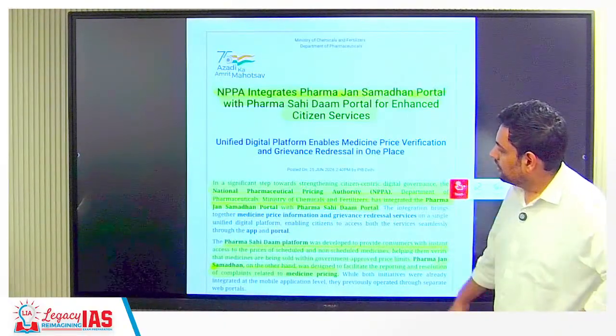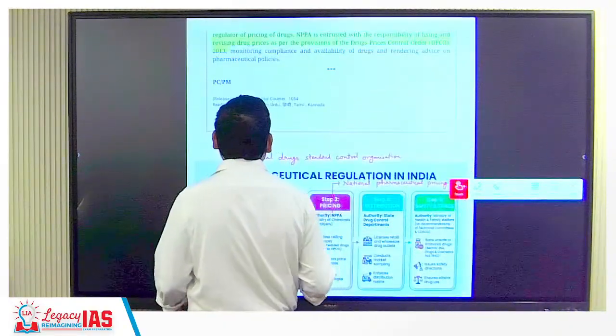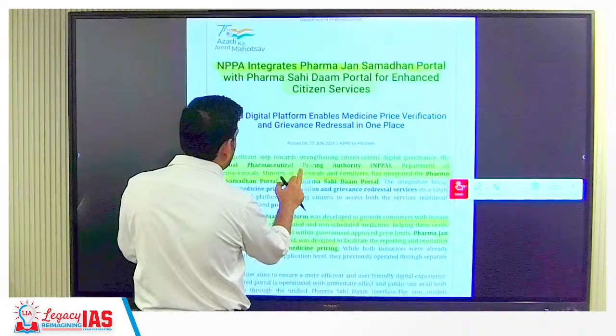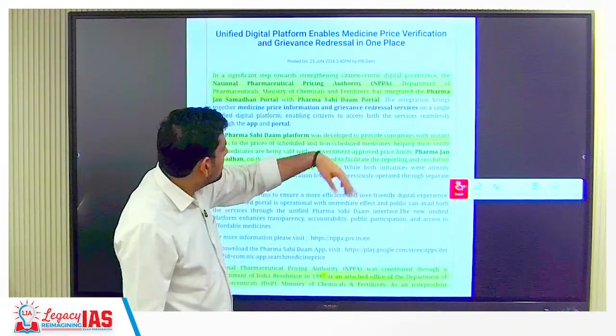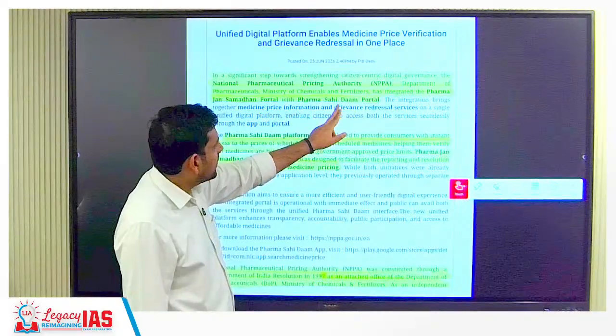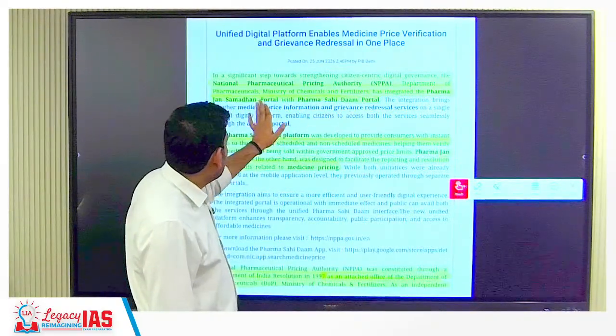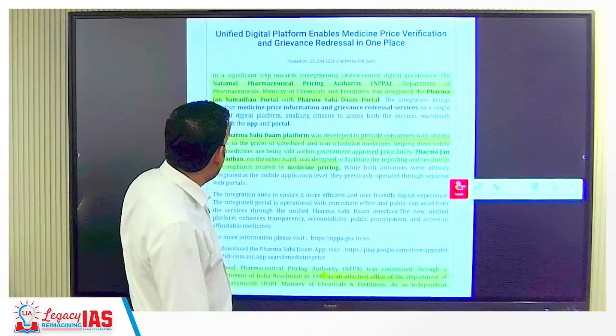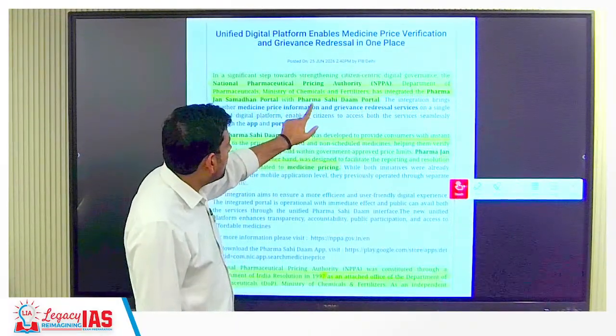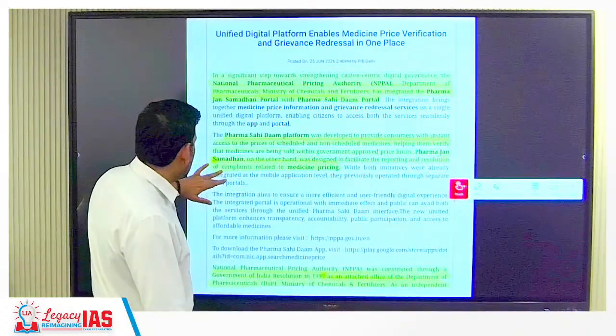Let's see this. So this is a significant step. What they have done basically is to strengthen citizen-centric digital governance. The National Pharmaceutical Pricing Authority under Department of Pharmaceuticals, Ministry of Chemicals and Fertilizers has integrated Pharma Jan Samadhan portal and Pharma Sahi Dam portal. Both have been combined.